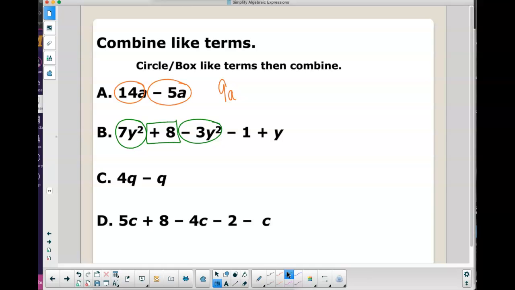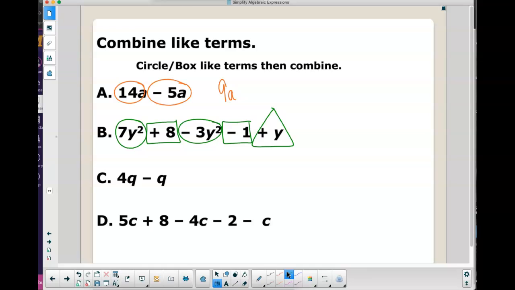Does anything else get a box? Is that the 1? Just the 1? The minus 1. So I'm going to put a box around the minus 1. What should I do with the plus y? A triangle. Why can't it have a circle like these? Because it just has a y. It doesn't have the exponent. So I'm going to put a triangle here.